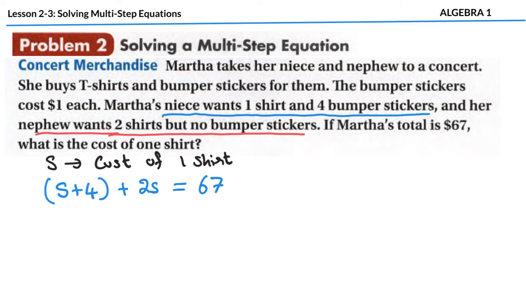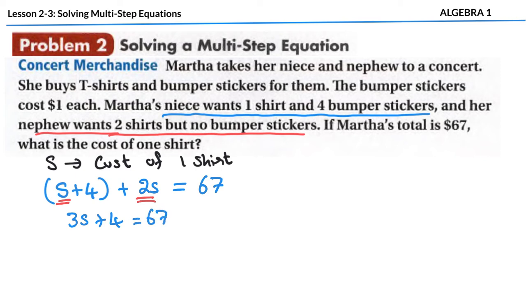So, we have represented the whole problem as an equation. Now, solve it. Are there any like terms? Yes, S and 2S. 2S plus S is 3S. 3S plus 4 is equal to 67.